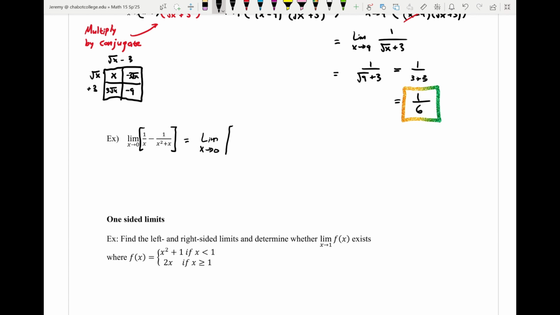You know what, let me write in one more step here. Let me factor, because this denominator of the second fraction factors to x times x plus 1. We can see that there's this common factor of x between these two denominators. So in order to subtract these two fractions, I can just multiply top and bottom of this first fraction by the missing factor, which is x plus 1.